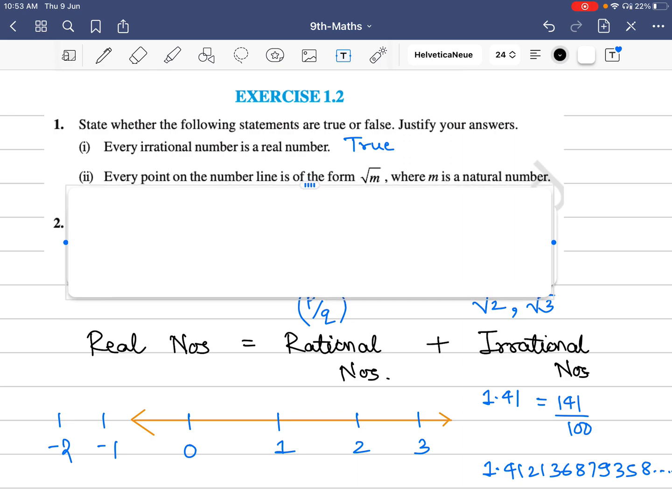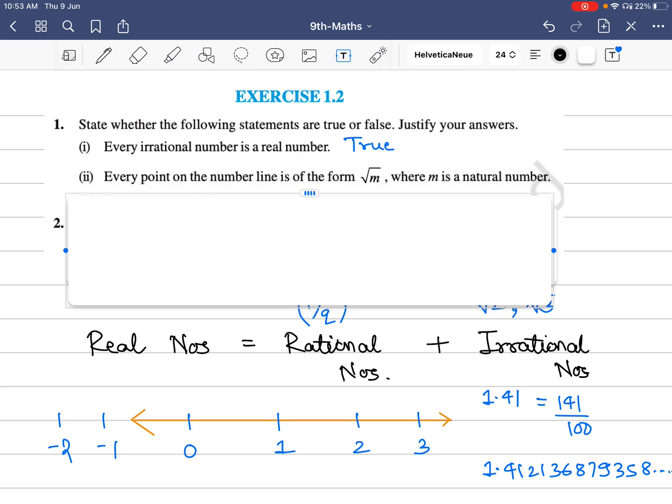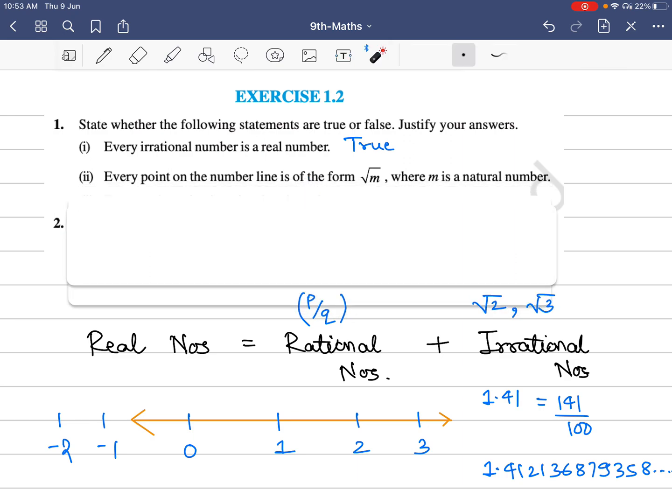So here comes statement number 2. Let's read it. Every point on the number line is of the form under root of m, where m is a natural number. So every point on a number line, which means it can be a rational number or an irrational number, is of the form under root of m, where m is a natural number. We have to find whether this is true or false.